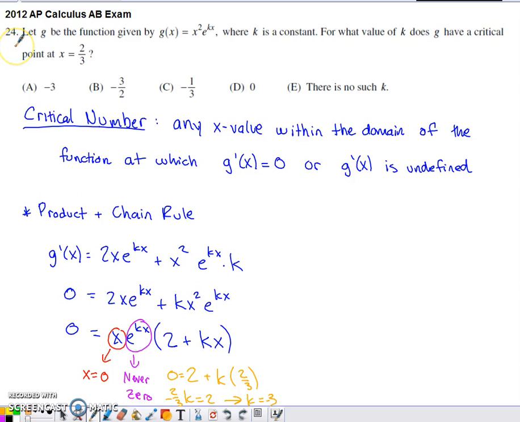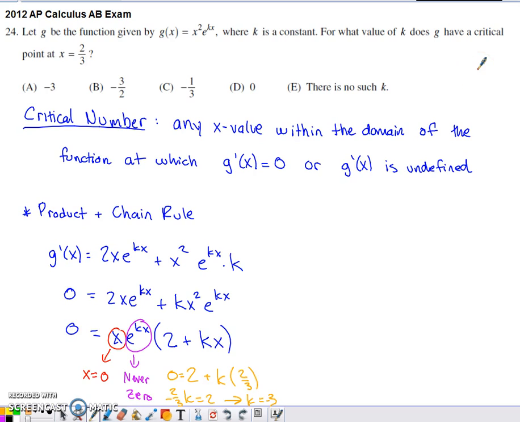Here's number 24 from the 2012 AP Calc AB multiple choice set. Non-calculator question gives us this function g of x. Now the weird thing about g of x is that it's got this k up in this exponent here, and that value is not specified for us. It goes on to ask us to figure out for what value of k does this function have a critical point at x equals 2/3.